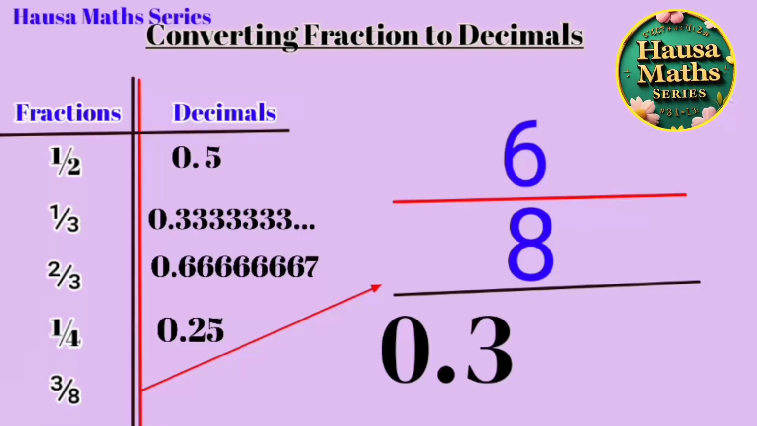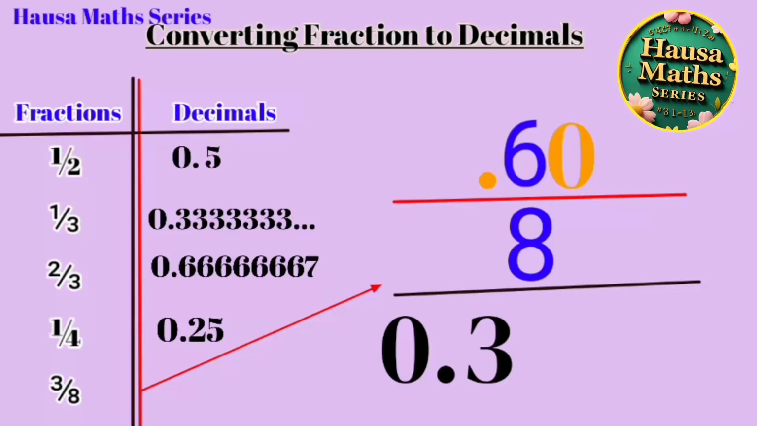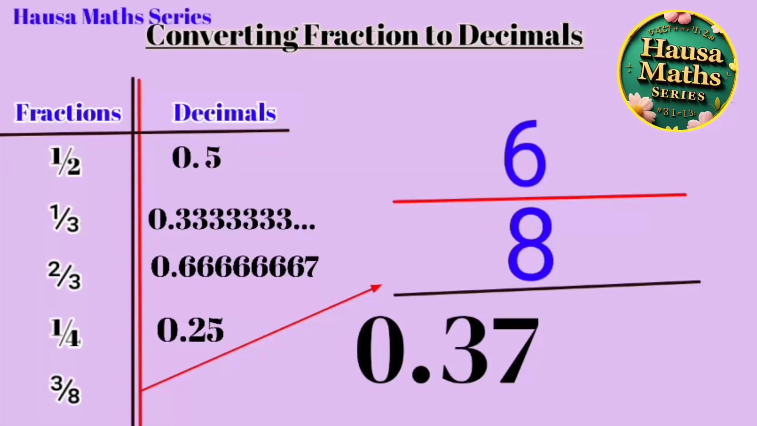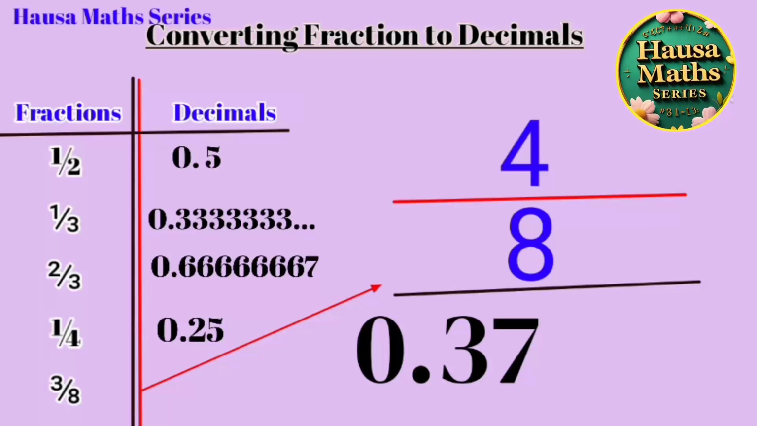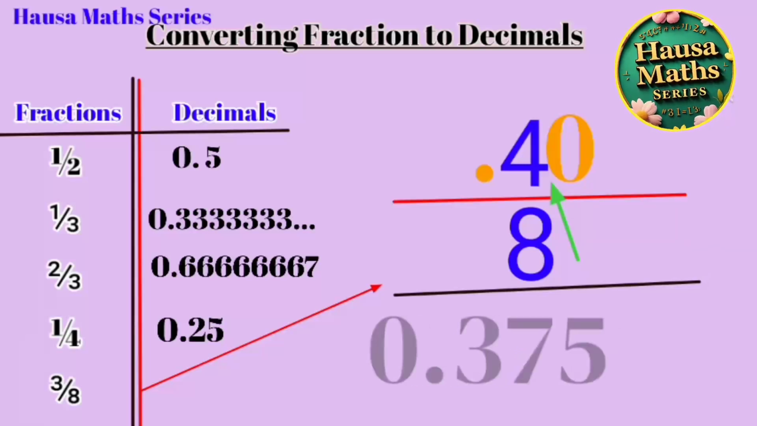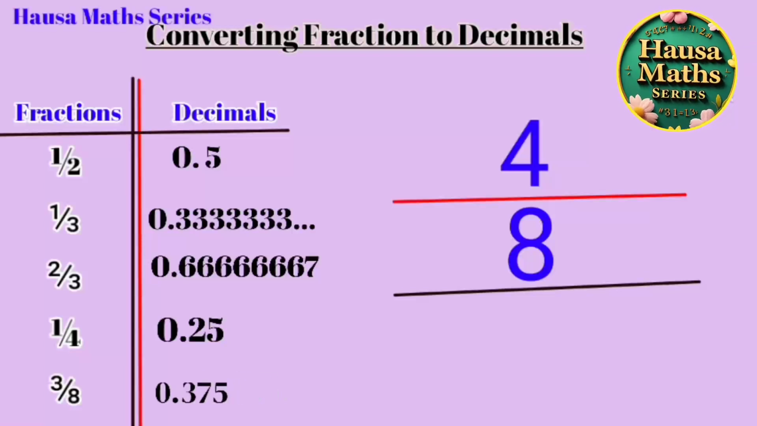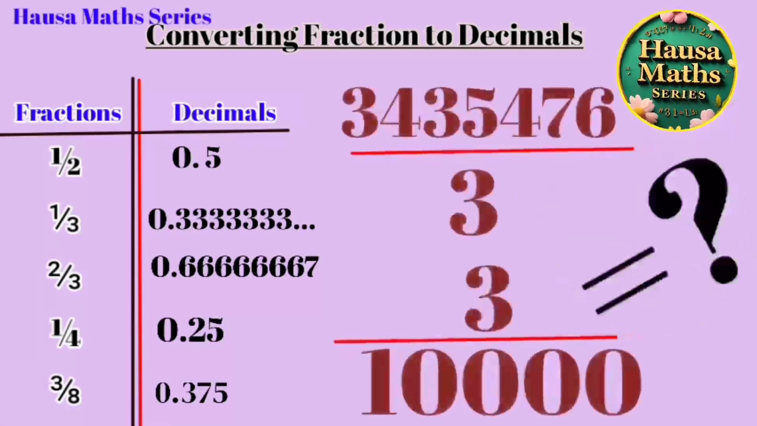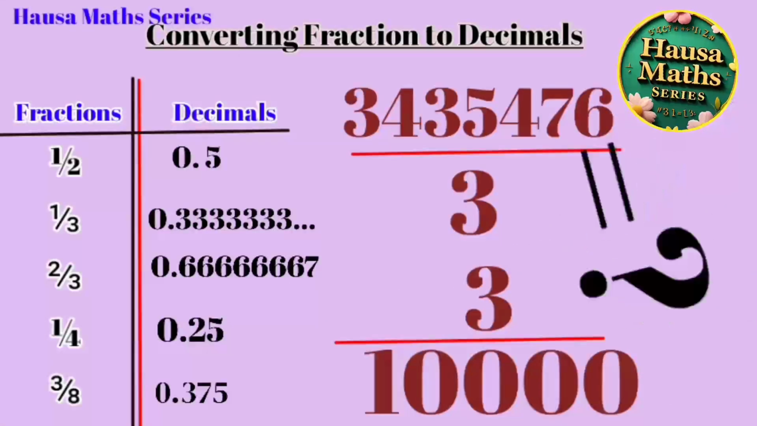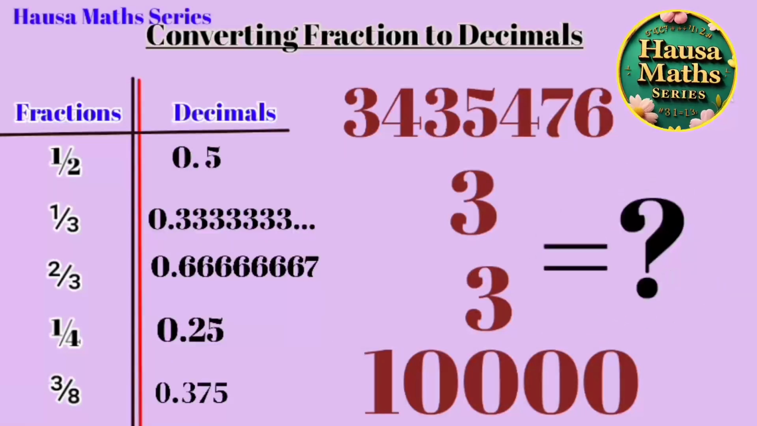Then this 6 automatically becomes 0.60. So 8 in 60 is 7 times. It will remain 4 again. Therefore, this 4 becomes 40. 8 in 40 we have 5 times exactly. So this fraction has an end. We have 0.375, sort of this critical one. So maybe in the next year when we are taking this conversion, we are going to take it.